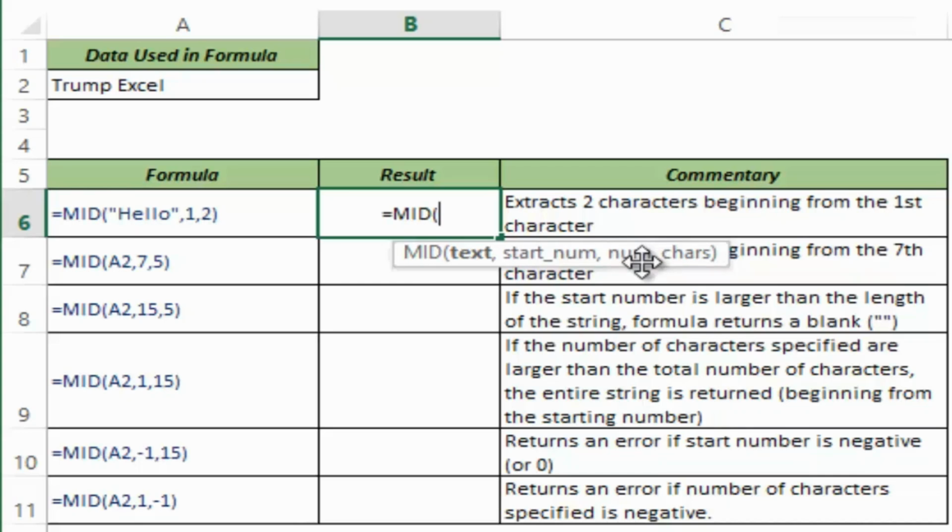So let me show you how this works. Let me first manually type hello in this function. My start number here is 1 and I want to get two characters starting from the first character in this text string. So I hit enter and it gives me HE. So it starts looking from the first character, which is H, and it returns two characters from there. So it returns H and E.